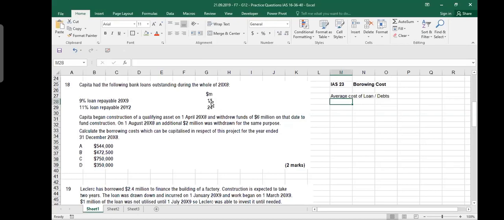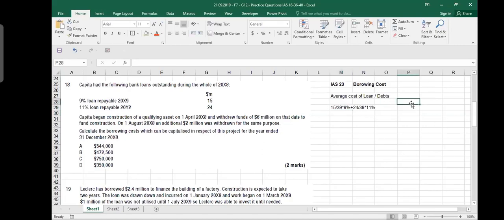And from the mix of these two, you have taken out 6 million in the first place, and then you took 2 million again. So first we need to calculate what is our average cost of loan. And how do I do it? I will do it like, you see, and you tell me if you understand. 15 divided by 39 multiplied by 9% plus 24 divided by 39 multiplied by 11%. Do you understand what did I do?